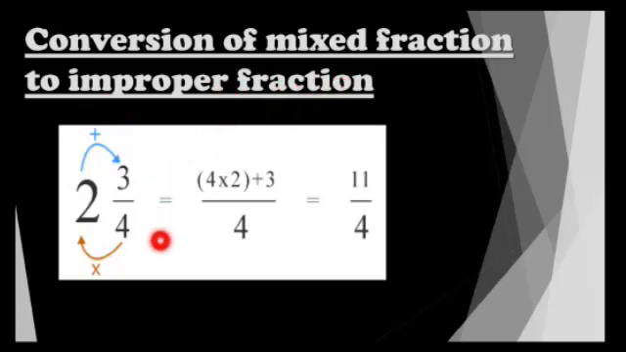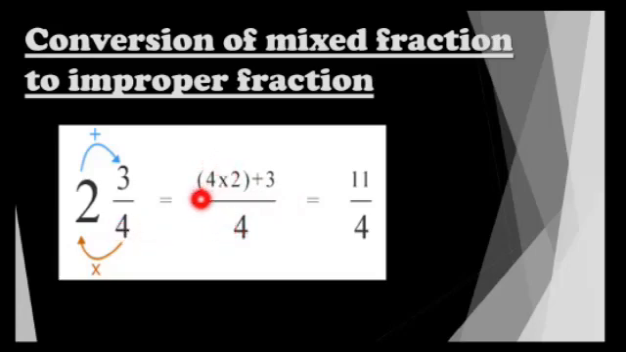For that there are 3 steps. First we need to multiply the whole part by the denominator. The whole part is 2 here and the denominator is 4. So we are multiplying 4 by 2. Then we will add the numerator to the product of 4 and 2, and then we will write the denominator as it is.